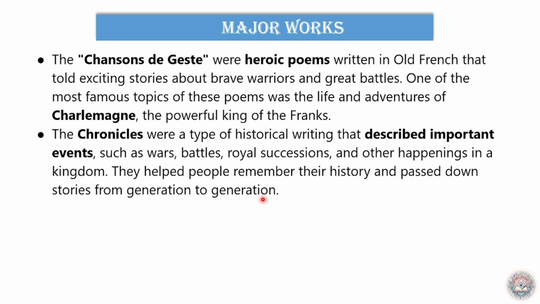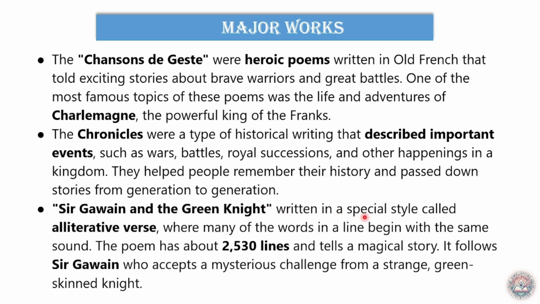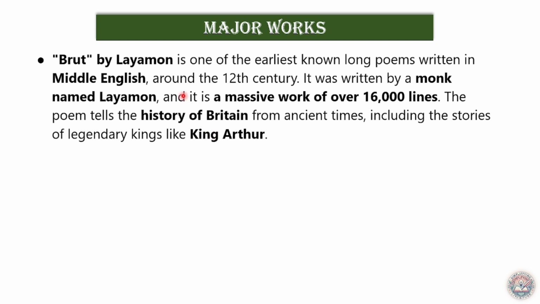Then comes a very important work, the summary of which I expect all of you to read thoroughly and by heart. That is Sir Gawain and the Green Knight. It's a magical poem written in alliterative verse, where many of the words in a line begin with the same sound. It's about Sir Gawain who accepts a strange challenge from a green-skinned knight, and the poem has about 25-30 lines.